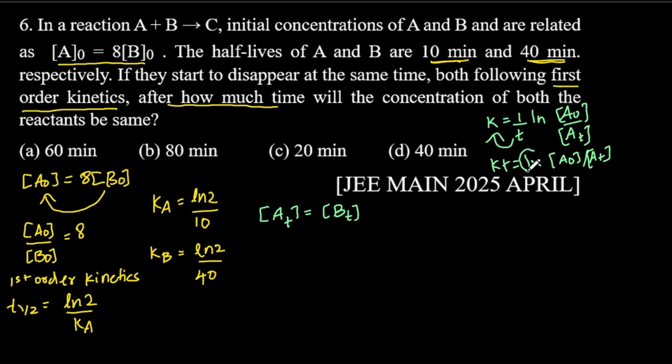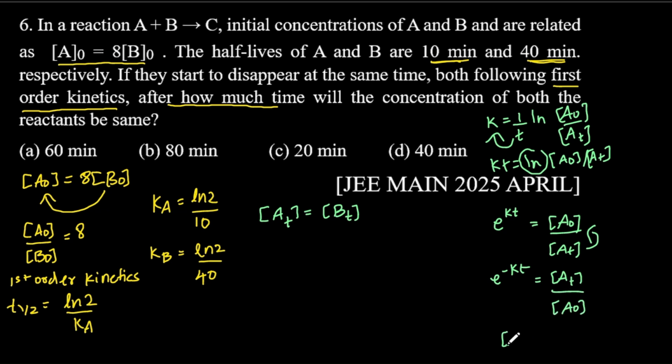So you have to remove this ln. For that, you have to raise both sides to the power of e. e power kt is equal to concentration of A naught divided by concentration of At. Now let us take the reciprocal. e power minus kt is equal to concentration of At, so I have taken the reciprocal, divided by concentration of A naught.